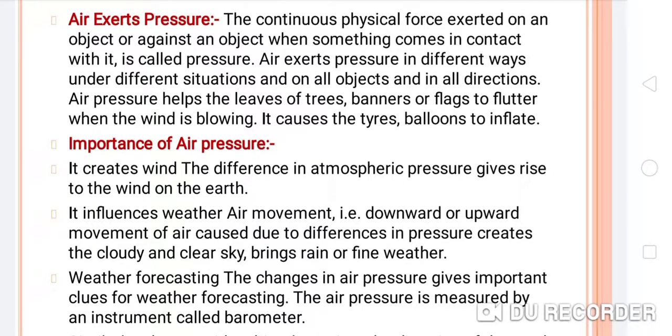Air pressure helps the leaves of trees, banners or flags to flutter when the wind is blowing. It causes the tires and balloons to inflate. So these all are the examples through which we can understand that air exerts pressure.